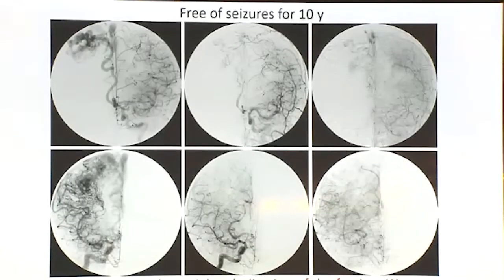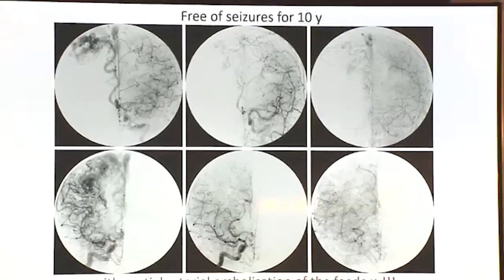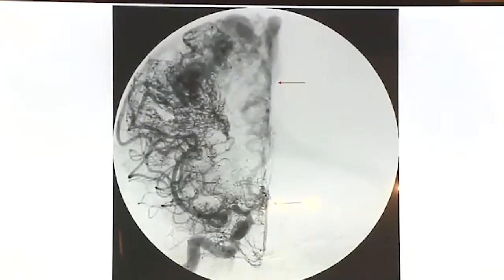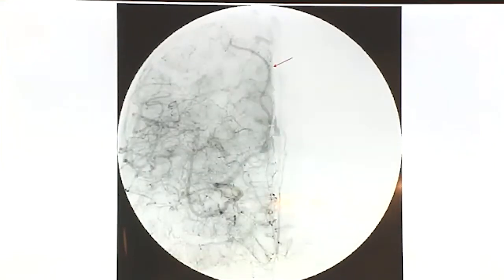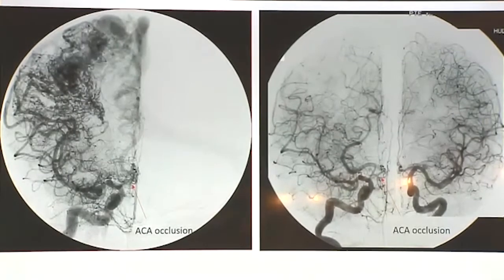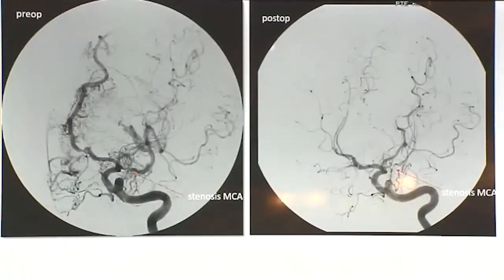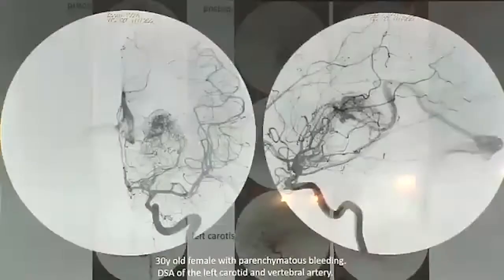Now, the patient is free of seizures for 10 years with partial arterial embolization of feeders. So we did not embolize all feeders. And this picture is unbelievable. Look, before operation and after operation. What happened with microcirculation? What happened with the nidus? This is a non-standard projection. And right, left side and vertebro-basilar system.